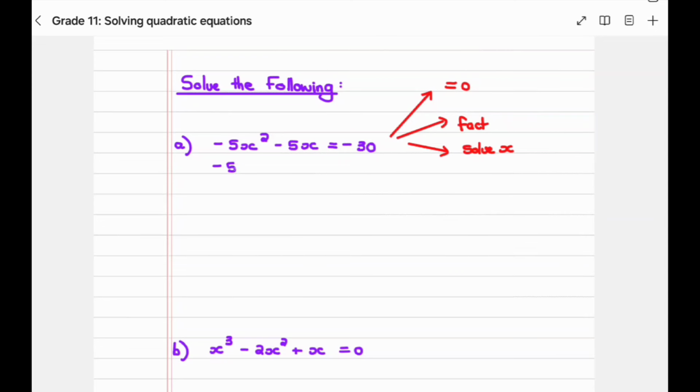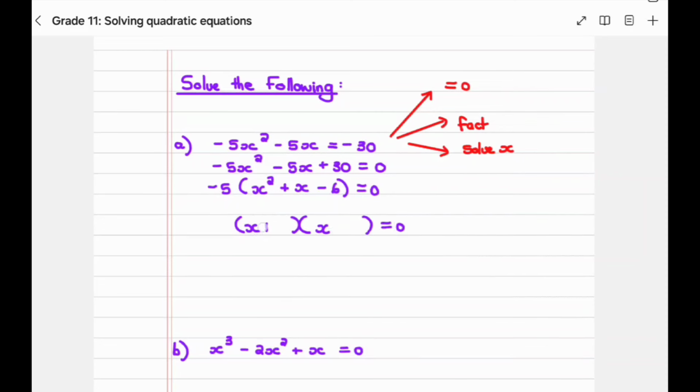So I'm going to throw everything over to the one side, and I'm going to plus 30, and that gives you 0. And now I'm going to take out a highest common factor of -5. So then I'm left with x squared plus x minus 30 divided by 5 is 6. And you divide away with -5 on both sides, so that -5 basically just disappears. And then I'm going to factorize that trinomial.